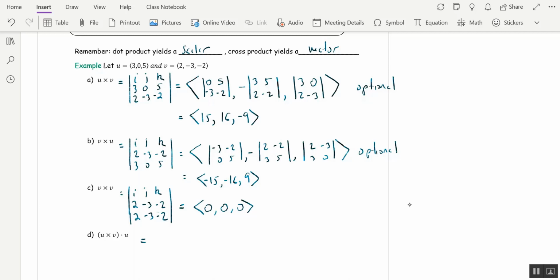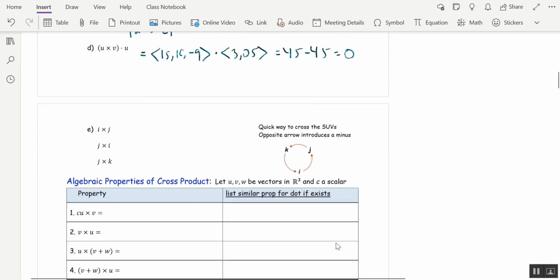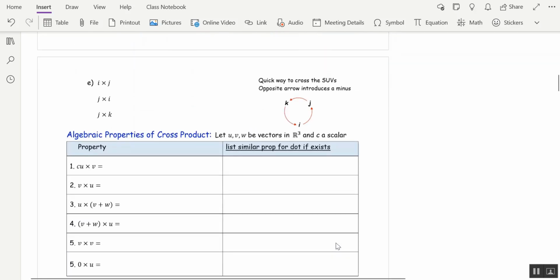And finally, u cross v dot u. All right, u cross v, we computed above. So 15, 16, -9. And I'm going to dot with u, which is 3, 0, 5. So now I'm going to get a number. And the number I'm going to get is 45 minus 45, which is 0. Again, not a coincidence. So we'll talk about properties of cross in a minute, but first I just want to show you a shortcut way to get crosses involving the standard unit vectors.